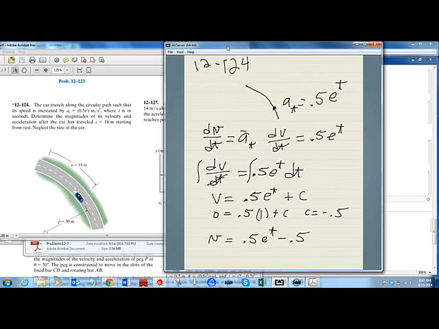And they said, acceleration, magnitudes of the velocity and acceleration after the car has traveled. Okay, so what do I know? I know that v dot equals 0.5, whoops, oh, it's after it's traveled 18. I thought that was the time.